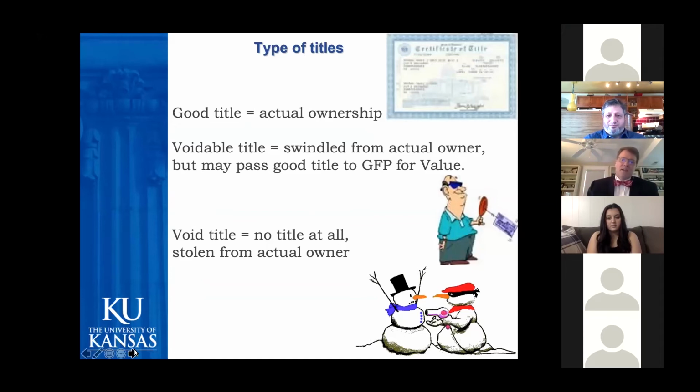And then lastly, we have voidable title, and that's what we're going to talk about in our class today. This idea that maybe there's some sort of specially stolen goods that I can pass to someone else and transform that into good title. So good title, void title, and voidable title, right? Those are the three basic concepts we want to work with today.